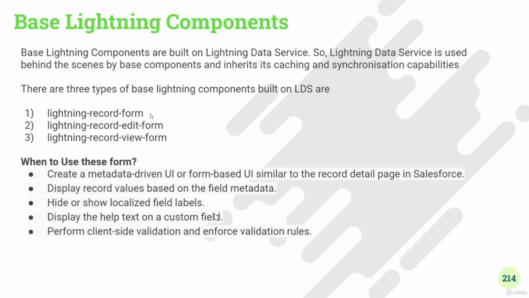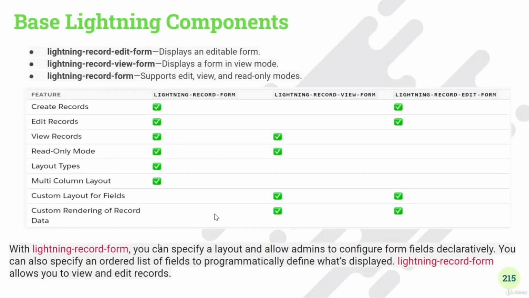Before understanding these three forms, we need to understand when to go with them. Whenever you want a metadata driven UI or a form based UI similar to the record detail page, go with these forms. Whenever you want to display record values based on the field metadata, you can use these forms. If you want to hide or show localized field labels, display help text on a custom field, or perform client side validation and enforce validation rules, you can use these forms. Let's see more about them.